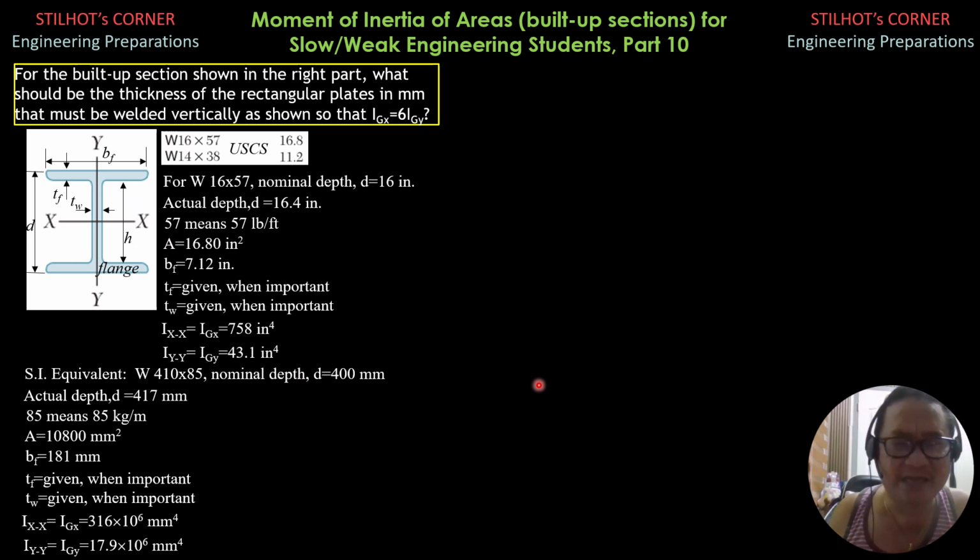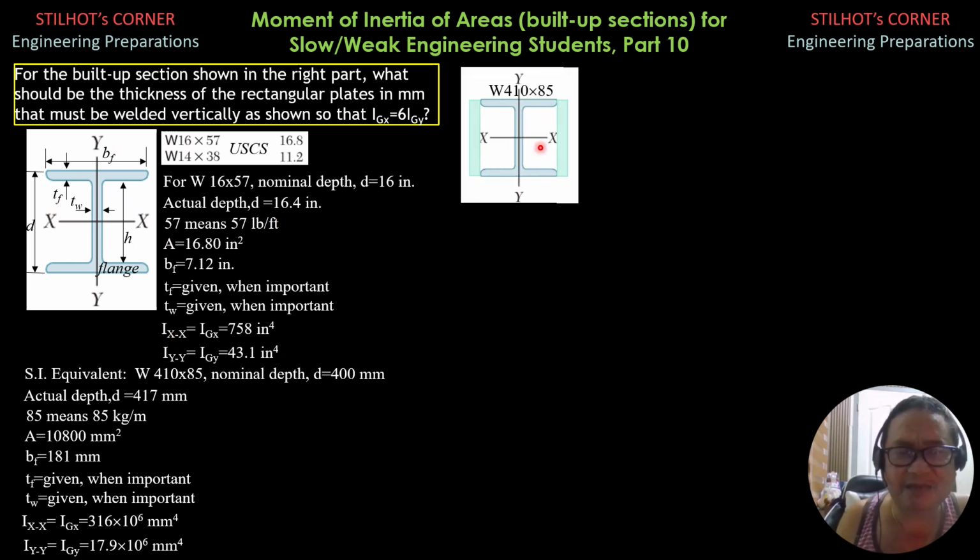So that's the explanation. And I hope you can be familiar with these elements. So don't worry, as long as you're familiar with the elements, the labeling, everything will be given. So this is the figure and this is the problem. We have W 410 by 85, so that means we use SI, and the properties are already given. And we have two additional rectangular plates of the same depth as the W flange, and we find the thickness such that it satisfies this condition.